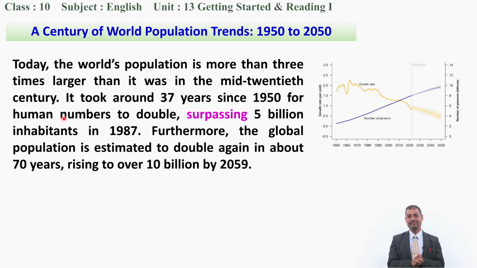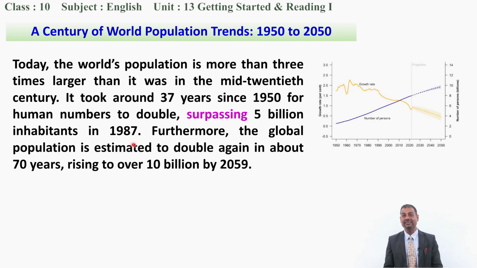Then how long does it take? Can you tell me? Yes, again you are right. It took around 37 years since 1950. See, we are comparing from 1950 to 2050, all right? It means some past, some present, and some future. Now, human numbers to double, surpassing 5 billion inhabitants in 1987. It's a kind of line of increasing, and you can find how many. What is the number of population? 5 billion. You are right, okay?